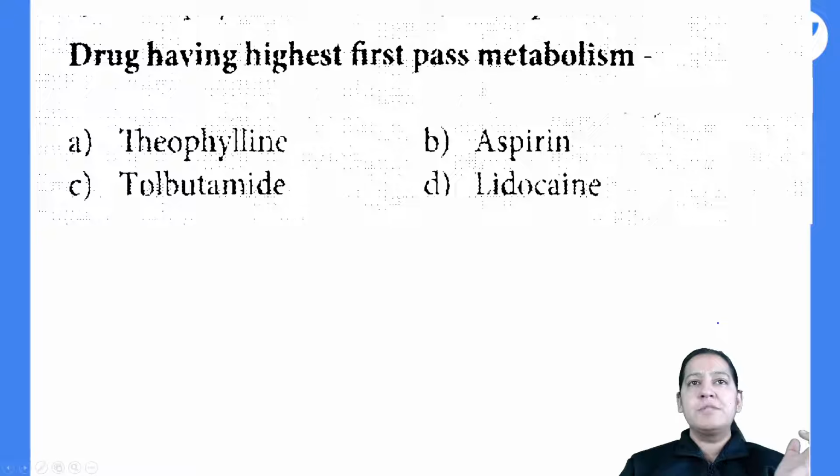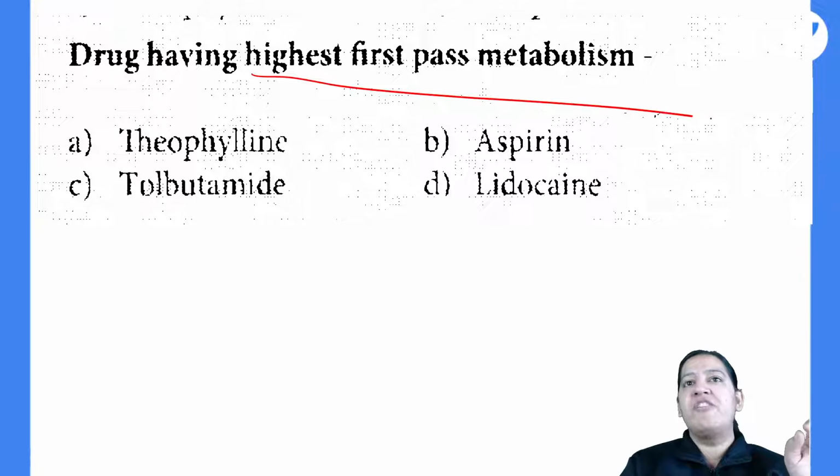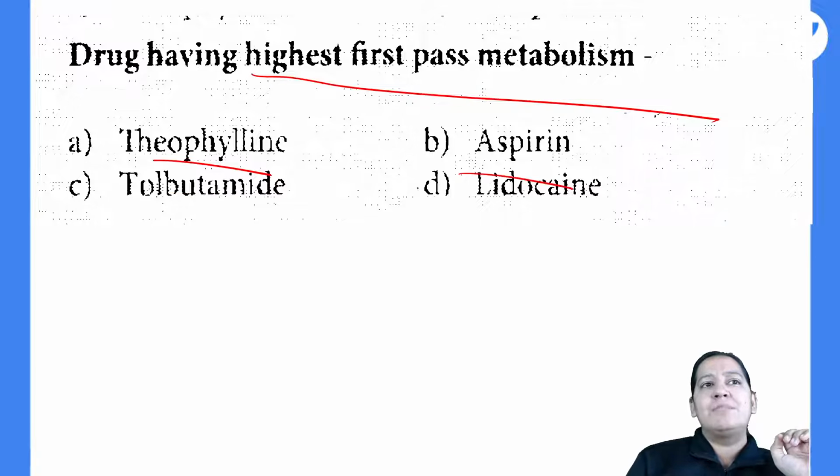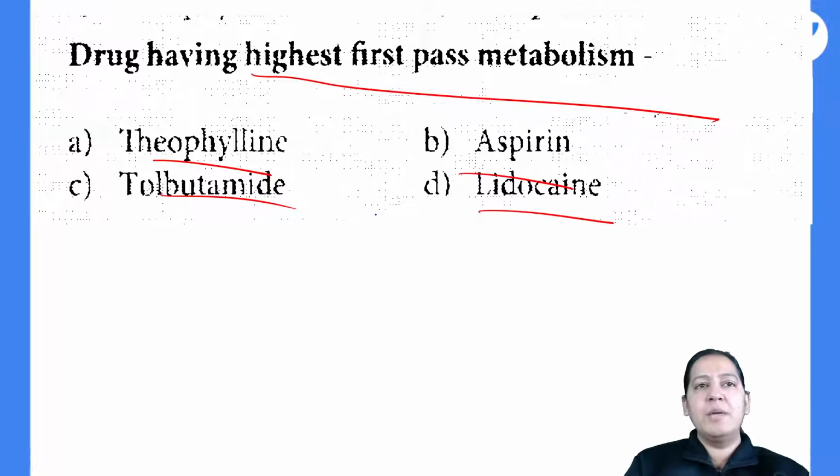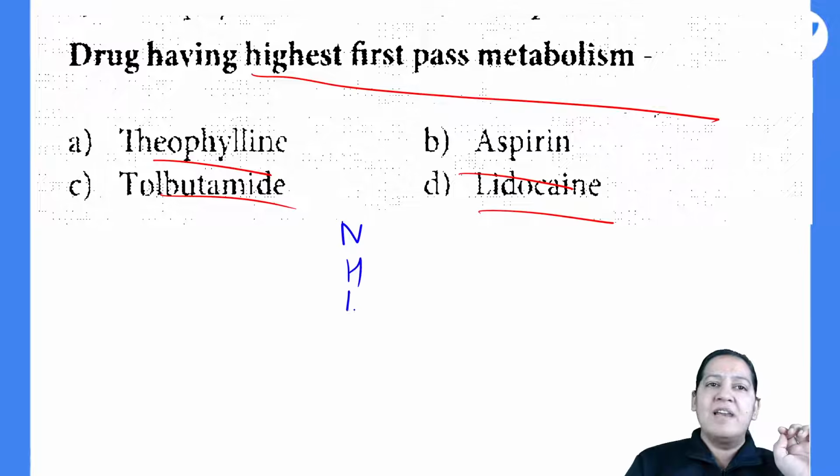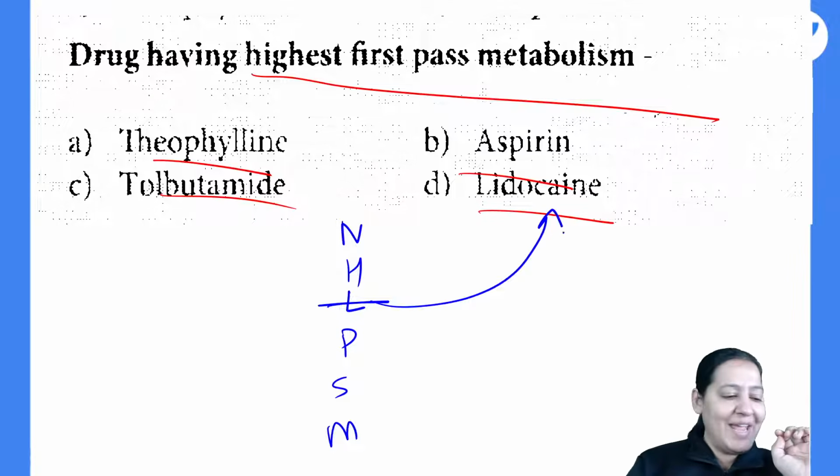So we will do some polls based on this mnemonic. Please read the question, from previous year NEET PG questions. Which drug has the highest first pass metabolism? The four options are theophylline, aspirin, tolbutamide or lignocaine. Apply the mnemonic: Nitrates have large PSM. What is large? Large is lignocaine. Yes, you are all right. The correct answer here is D.